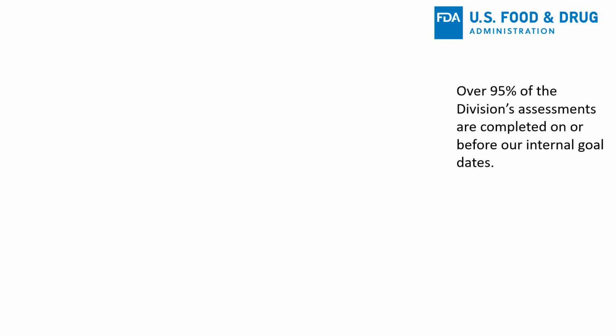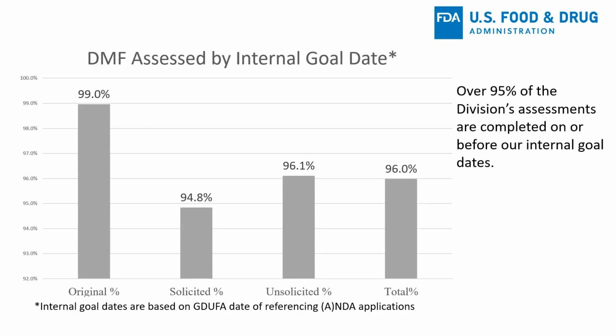Now, if you look at our internal goal dates, which is based on the GDUFA date, and we back calculate for an internal goal date, you'll notice that on original DMFs, we're at 99% of our original dates. So we do a very good job of doing those by dates. And actually across the board, we're well over 95% on our total. You'll notice the soliciteds run a little bit behind. And again, the majority of this is because of the response from the DMF holder.